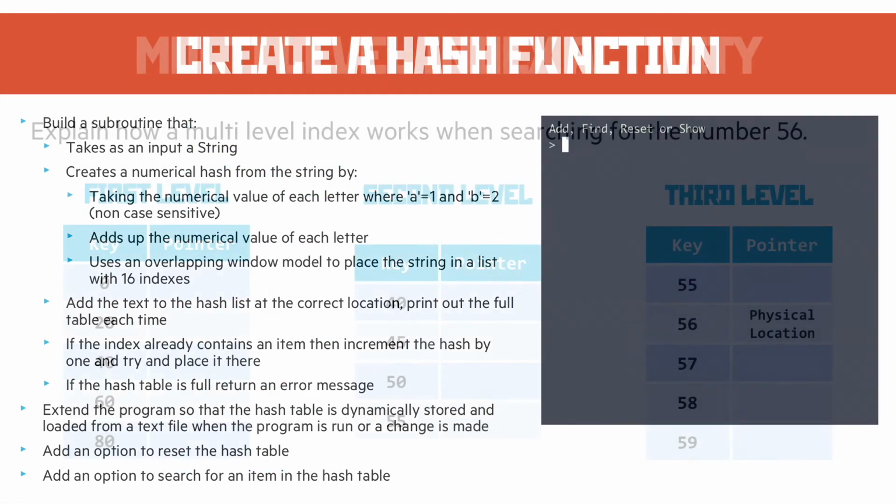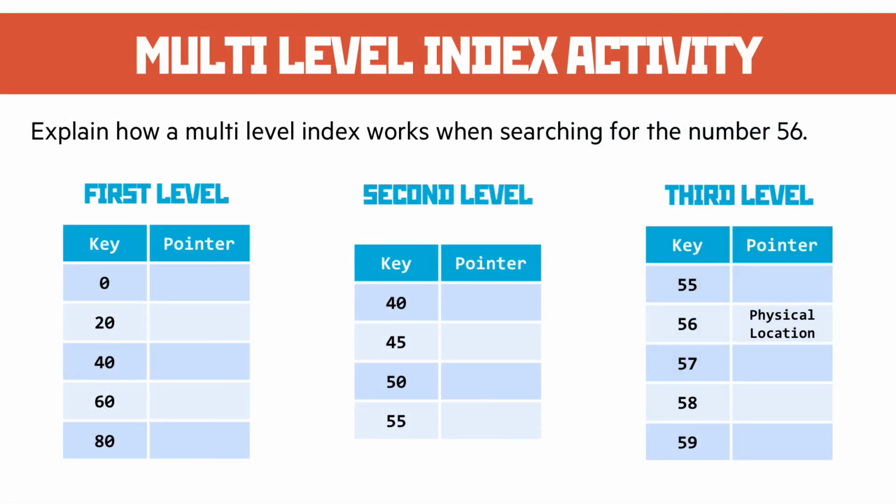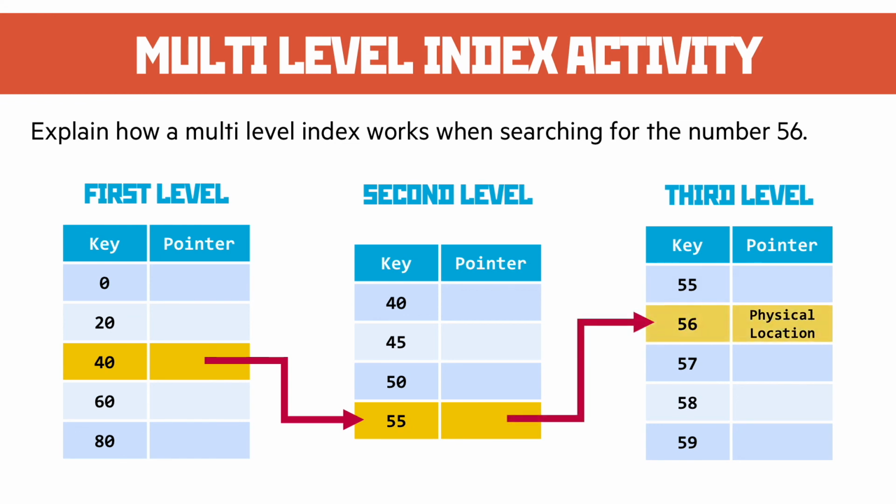The multi-level index activity is reasonably straightforward. We start off by identifying the closest value in the first level table to 256 without going over. So the closest value without going over is 40, which then points to the second level table. We then identify in that second level table the closest value to 56 without going over. That is 55. It points us to the third level table, where we should see 56 directly. That then takes us to the physical location.